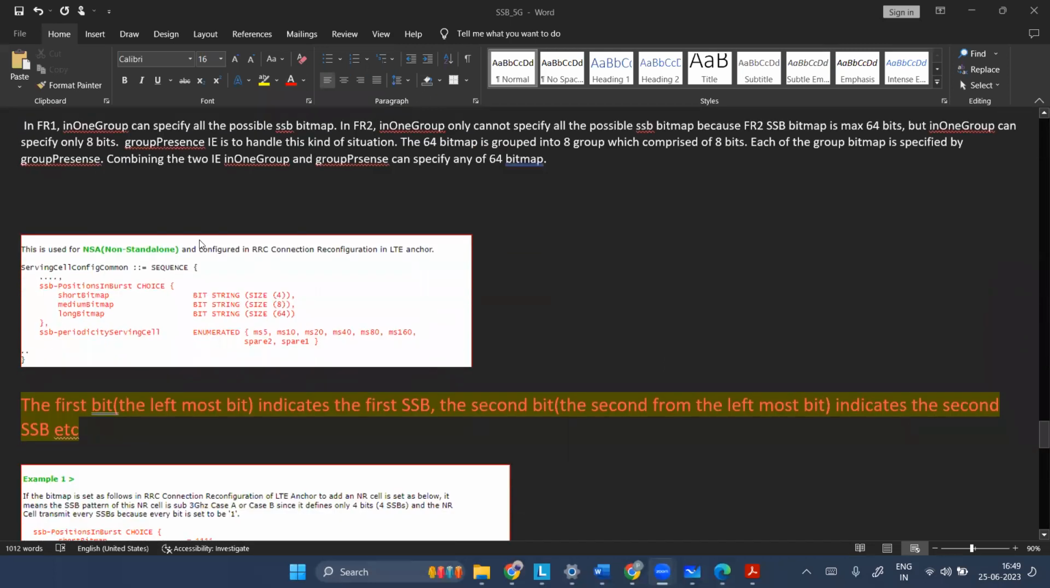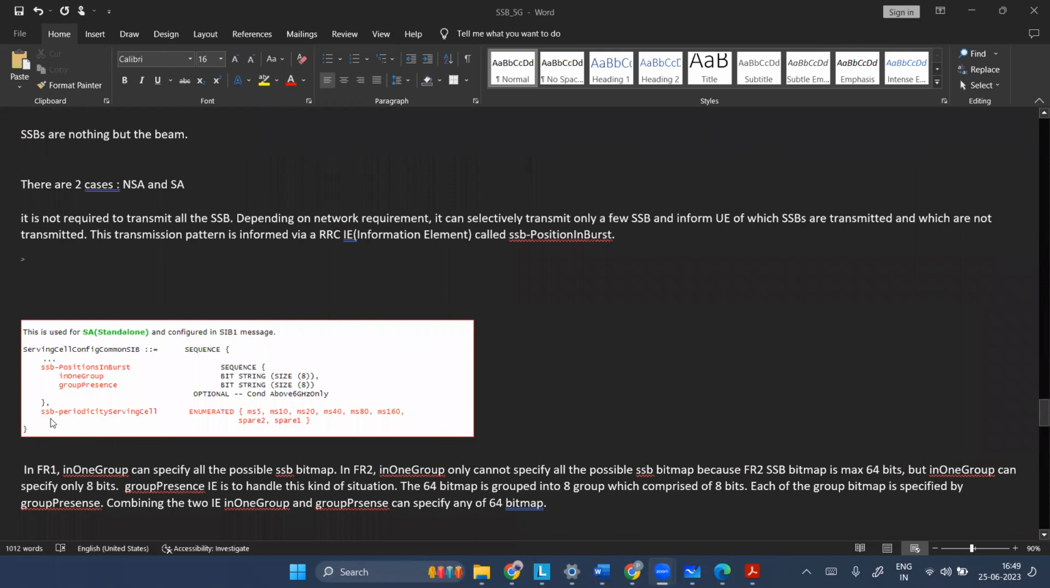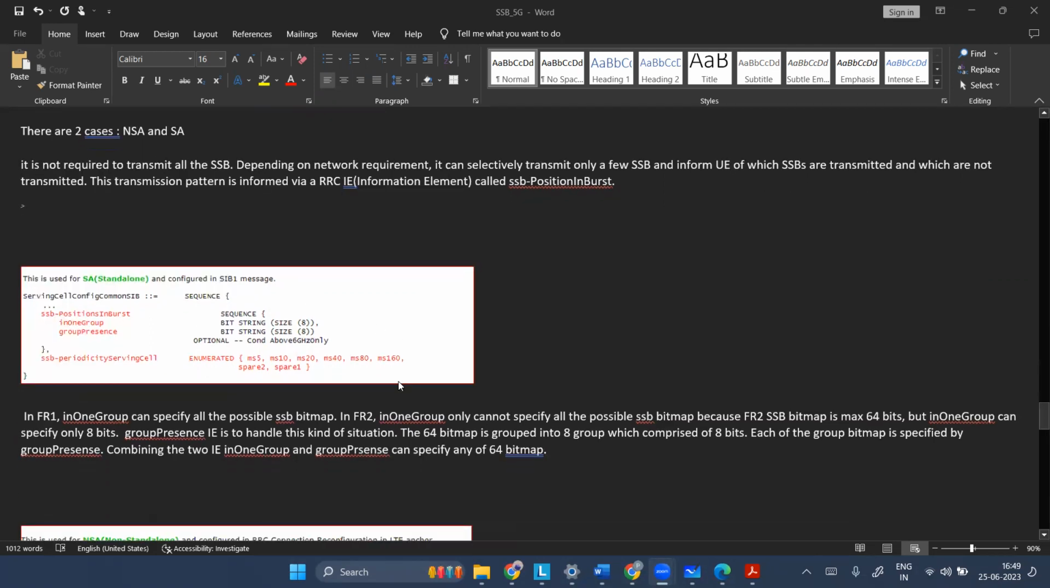So in the NSA, we have these three things. And one more thing we have in this serving cell config common SIB is SSB periodicity serving cell. This is a configurable parameter in the node B configuration. Whoever is working on the network side might know that we have some configuration files on the base station, and in those configuration files or profiles, you can edit or change this SSB periodicity of the serving cell.